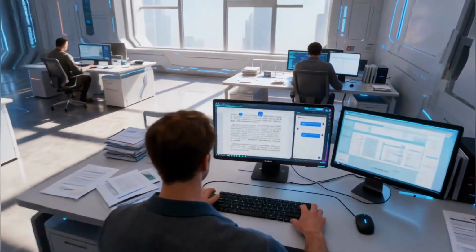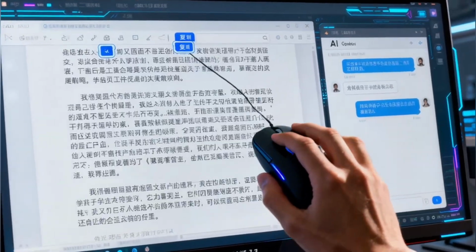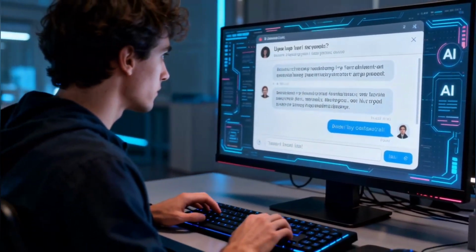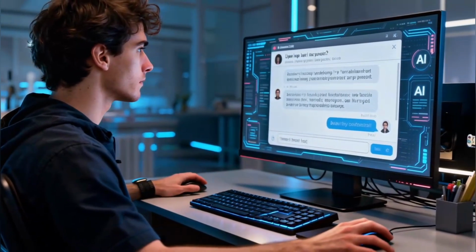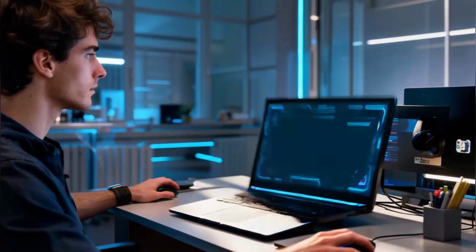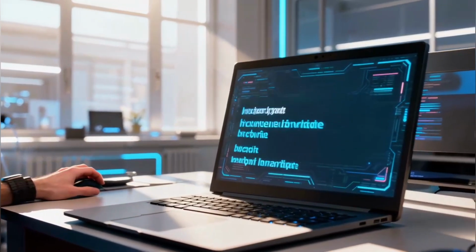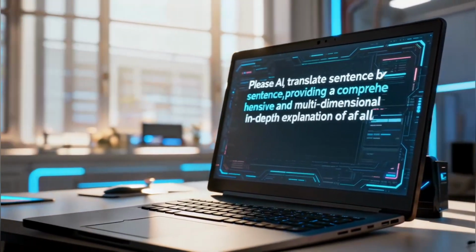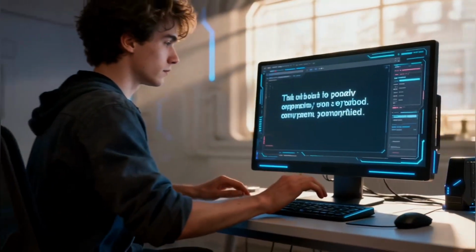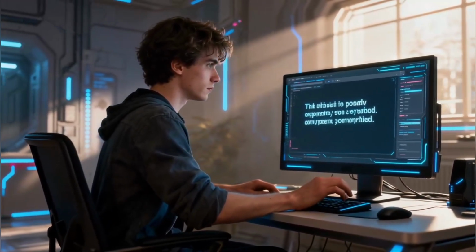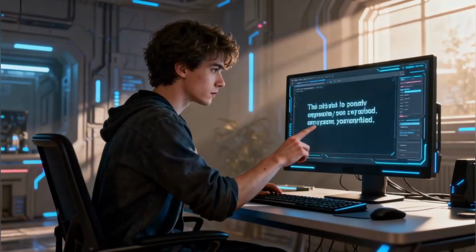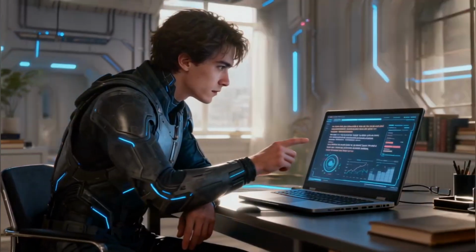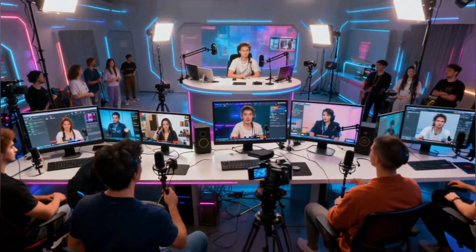Readers of all national languages globally can use the same method, copying the Chinese text and sending it to an AI with the request, "Please AI, translate sentence by sentence," providing a comprehensive and multi-dimensional in-depth explanation of all meanings into the reader's native language. This sentence can be directly copied and used by global readers to send to an AI. This is one of the currently effective methods.